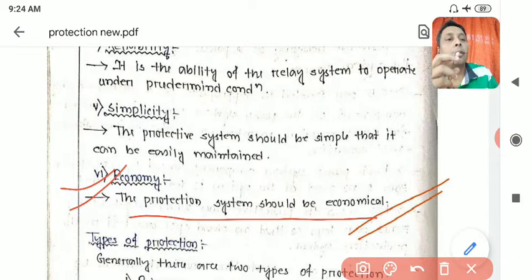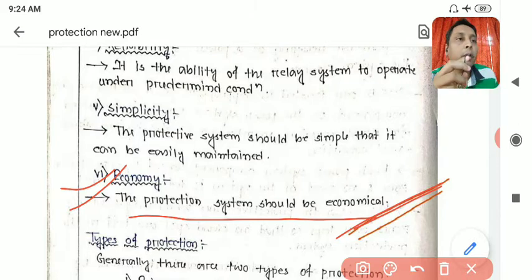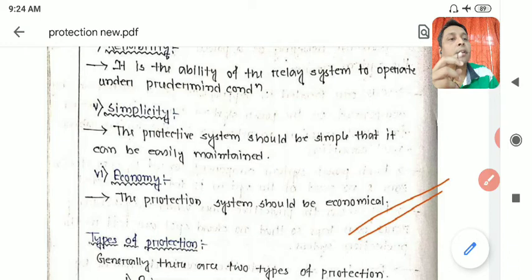So I think we'll keep up to this much, and we will continue to our different zones of protection, primary protection, and backup protection in the next class.